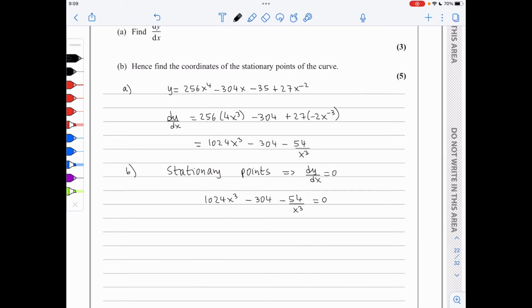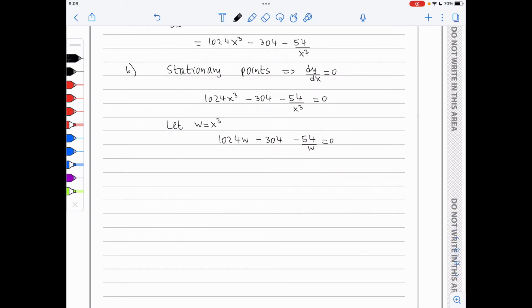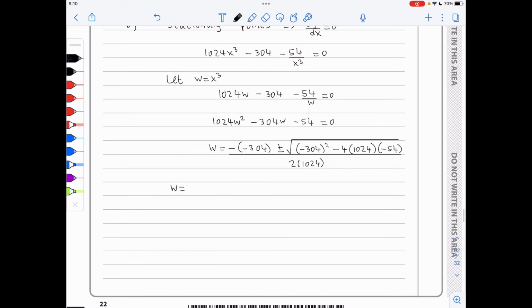I will actually let w be x cubed, because this means that I have 1024w minus 304 minus 54 over w is equal to 0. I will multiply throughout by w to get 1024w squared minus 304w minus 54 is equal to 0. This is a quadratic in w, so w is minus 304 plus or minus the square root of 304 squared minus 4a, which is 1024, c, which is minus 54, and all of it over 2a, so 2 times 1024. This gives that w is 27 over 64, or w is equal to minus 1 over 8.